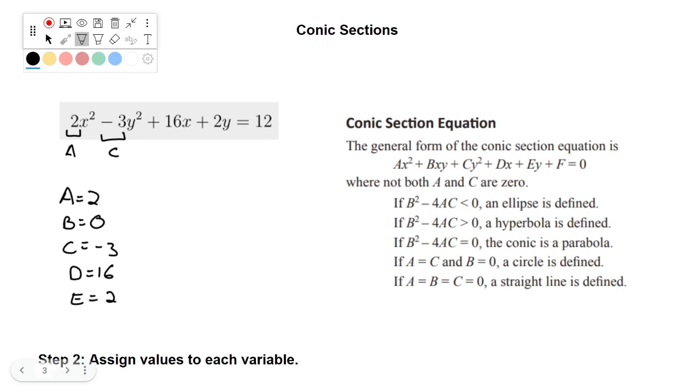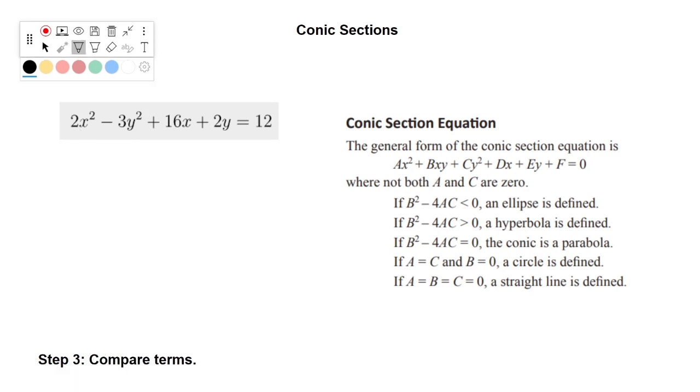E is what's in front of y, that's 2. And then f, of course, you'd have to move this to the other side of the equation if you had a 0 up here, so f is actually -12. So now that we've discovered what each of our terms is, we're going to want to use the values here to categorize it as either an ellipse, hyperbola, parabola, circle, or straight line.